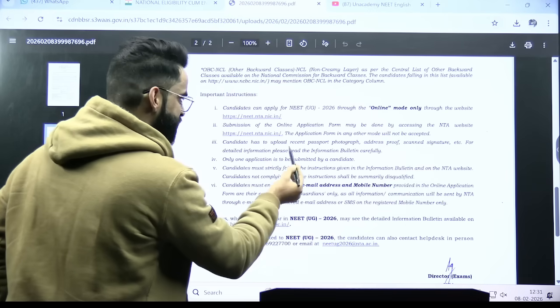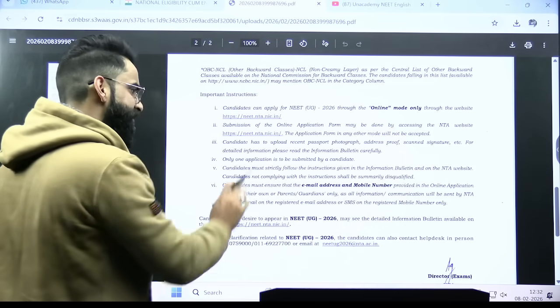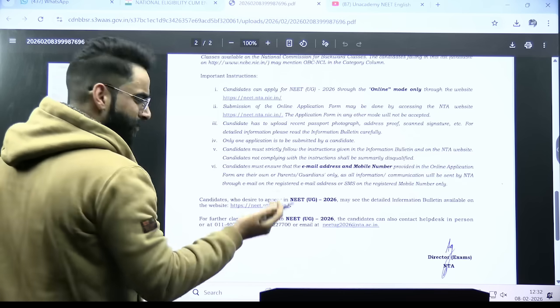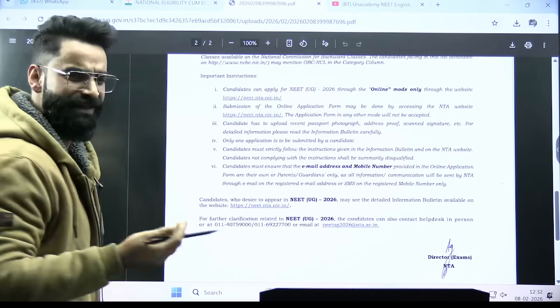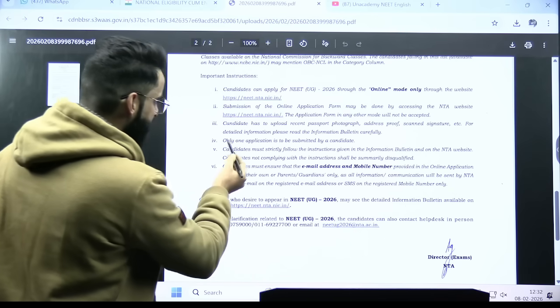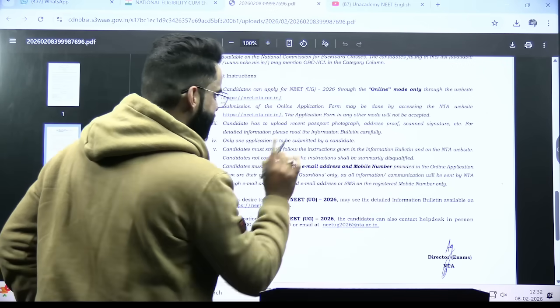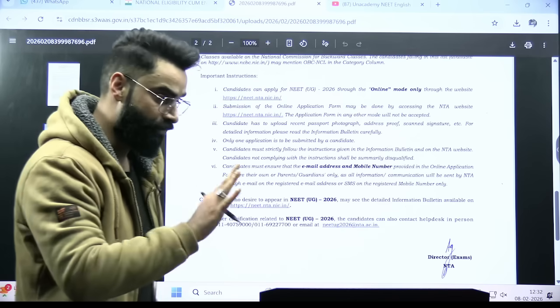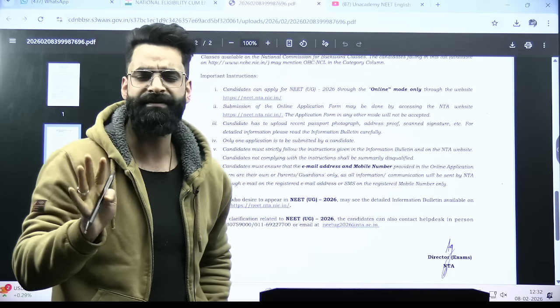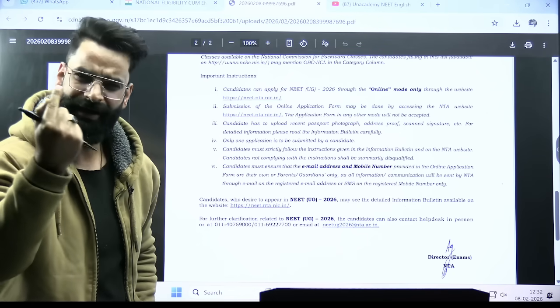For detailed information, please read the information bulletin carefully. So the information bulletin will also be given to us, right? Till now, there are no changes. The way you used to fill the application form, you have to fill it in a similar way again. Only one application is to be submitted by the candidate. So don't expect that if you do a lot of corrections, you can fill the application form twice or three times. No, it is just once.